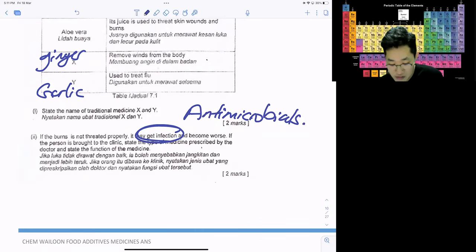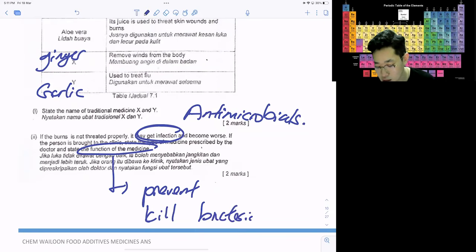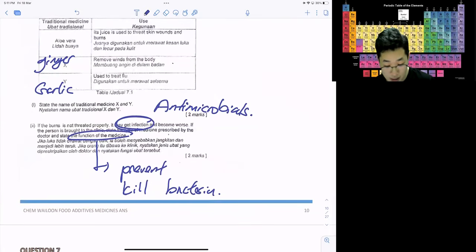Okay, state the function. The function of antibiotic is to prevent the growth of bacteria or kill bacteria. Retard the growth of bacteria also can. Okay. State the type of medicine.